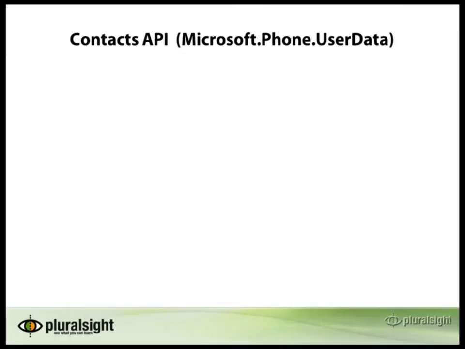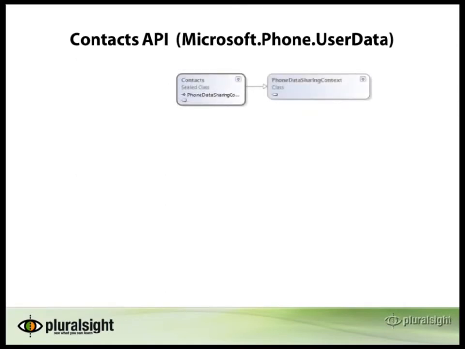The contacts and calendar APIs are located in the Microsoft.Phone.UserData namespace. The Contacts class is the entry point to the phone's contacts data. Through that class, we can query the aggregated contacts available on the device, and we get back lists of Contact instances to work with in our application.